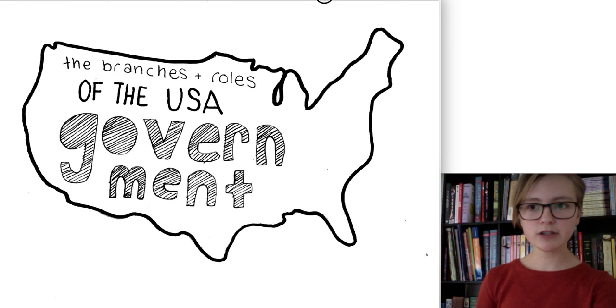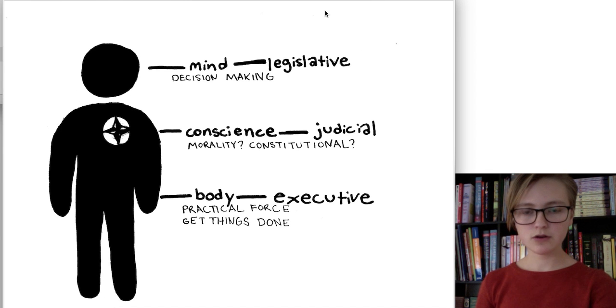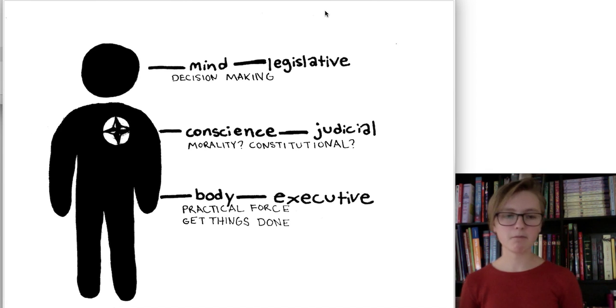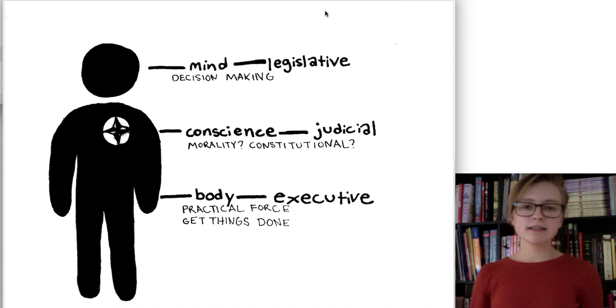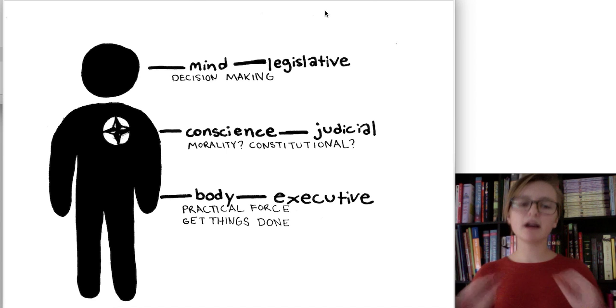About the different branches and roles in the U.S. government. So, if we think about the government like a body, the mind is going to be the legislative branch where all the decisions are made. The judicial branch is going to be like the conscience where we decide right and wrong, or in the case of the government, constitutionality and unconstitutionality. And the body is going to be the executive branch, the hands and feet, where practical force is and things get done.